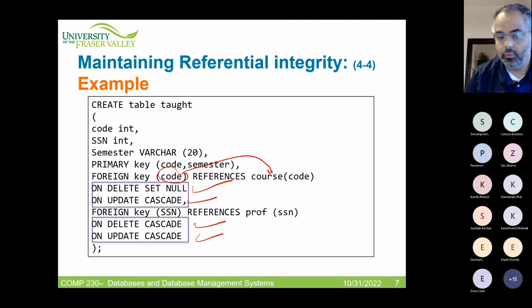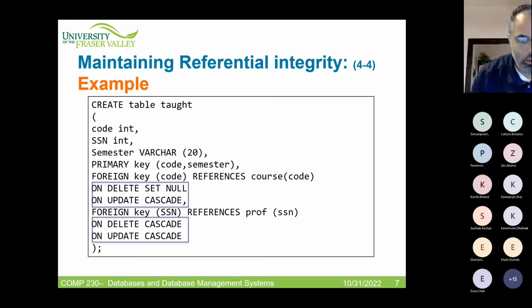Yeah, this is just a quick question about the code itself. When we do code int and then we say references right there, can we still do this? Yeah, the way you declare, yes, still you can use one of the two ways for the foreign key in this case. Yes. Okay, sounds good.